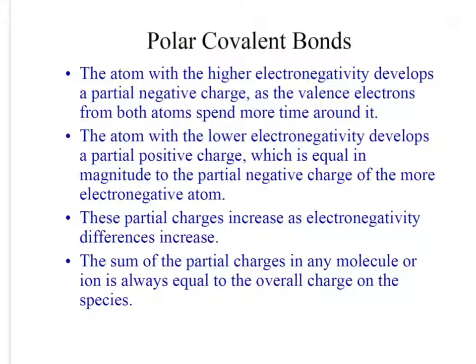Right? So, polar covalent bonds, like a summary: the atom with a higher electronegativity develops a partial negative charge as the valence electrons from both atoms spend more time around it. The atom with a lower electronegativity develops a partial positive charge, which is equal in magnitude to the partial negative charge of the more electronegative atom. These partial charges increase as electronegativity differences increase, and the sum of the partial charges in any molecule or ion is always equal to the overall charge on the species.